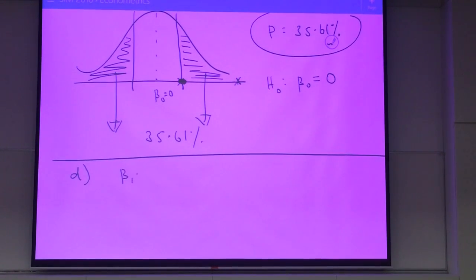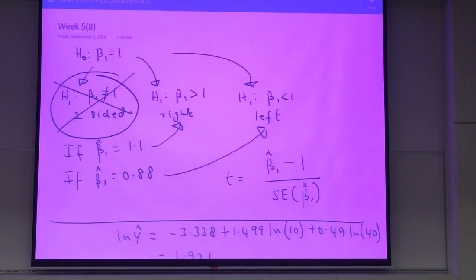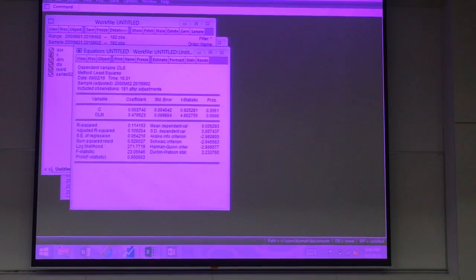So we have to test whether beta 1 is equal to 1. This is your null hypothesis. What is your alternative hypothesis, given that this is the beta value that you have? Can you tell me what should be your alternative hypothesis? Yes? Can you take it as greater than 1? No response at all. What should be your alternative hypothesis?